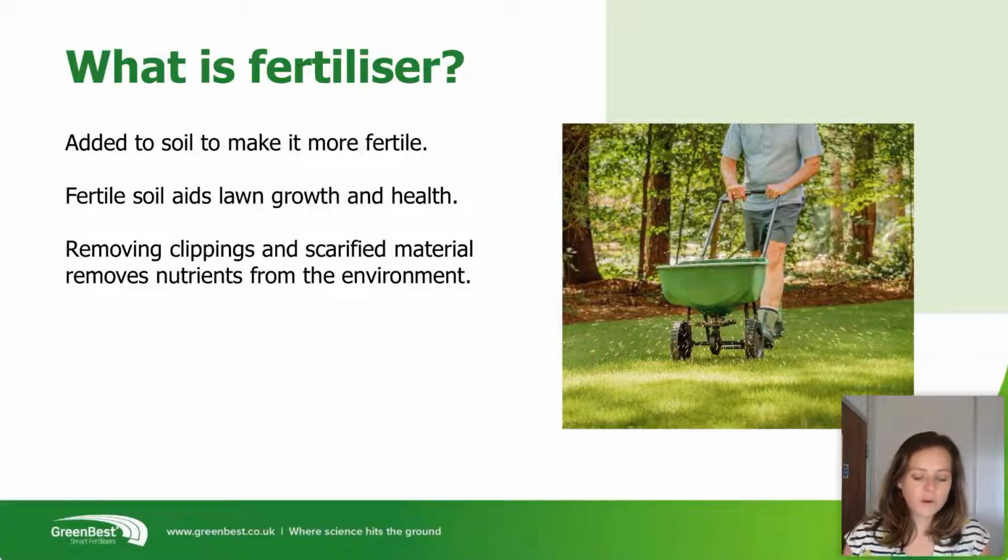So we apply fertilizer because we're taking nutrients away from the lawn. When we're mowing or scarifying and you remove material from the lawn, you're actually taking away nutrients in that material. Things like nitrogen and phosphorus and iron are held in the leaves. So when you take them away, the overall nutrient content of the lawn and the soil is less. Fertilisers need to be applied to replace that, and that's the whole reason we're using fertilisers. Also, some fertilisers you can apply to a lawn to get a certain effect, and we'll come on to that in a bit. So that's what a fertiliser is.